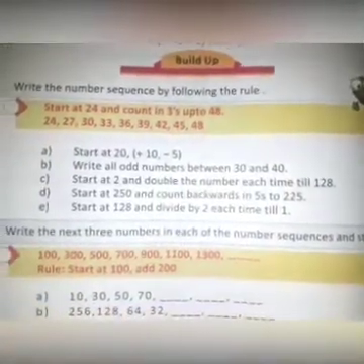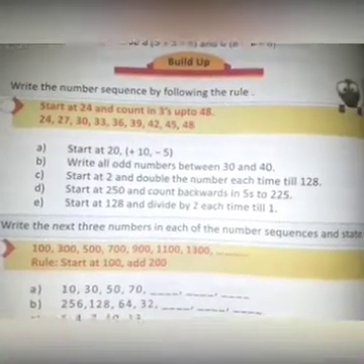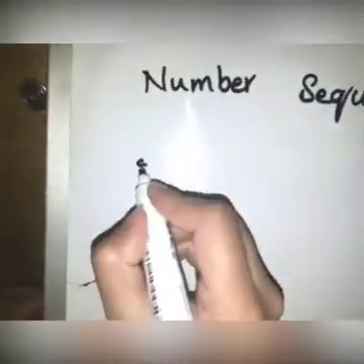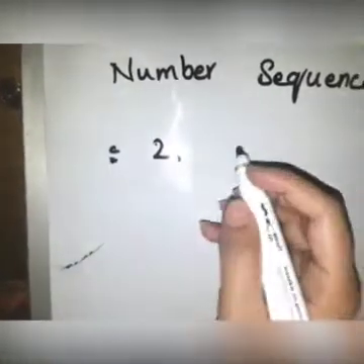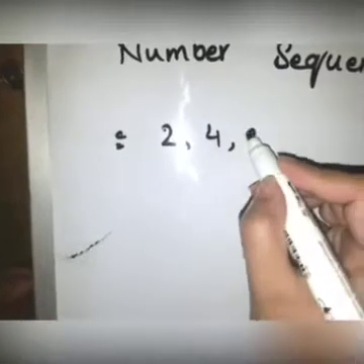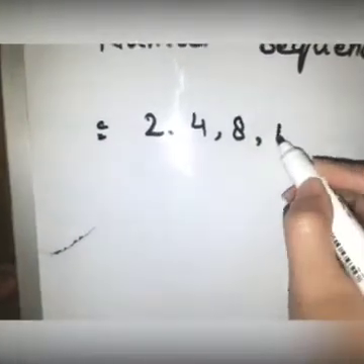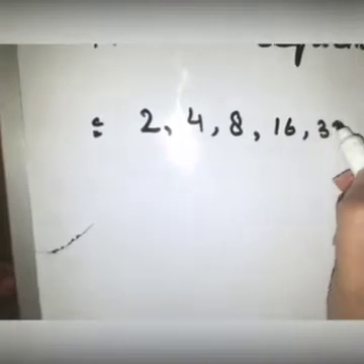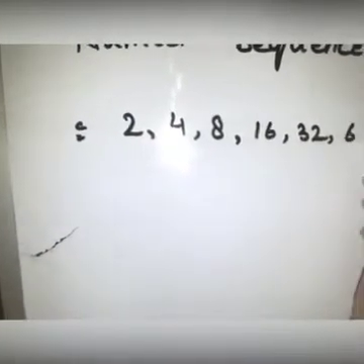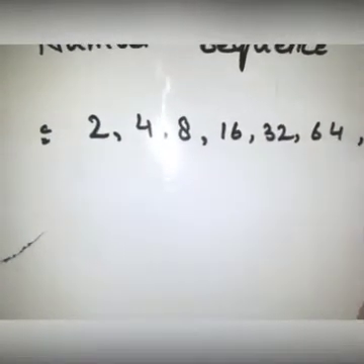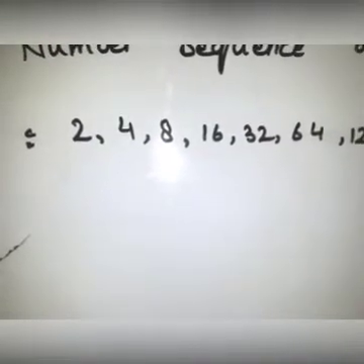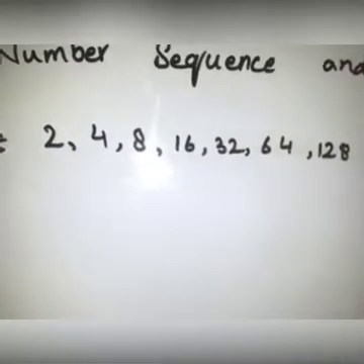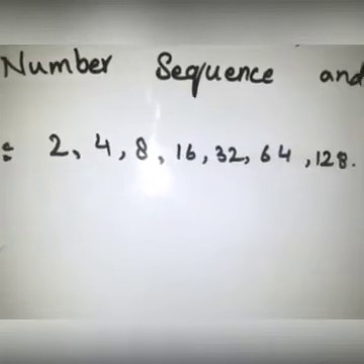Start at 2 and double the numbers each time till 128. The answer of part C is: start with 2 and then we have to double the number. 2 to 4, 4 to 8, 8 to 16, 16 to 32, 32 to 64 and then 128. Now we have to stop here because in the question it is mentioned to double the number each time till 128. Now it's 128, so we will stop here.